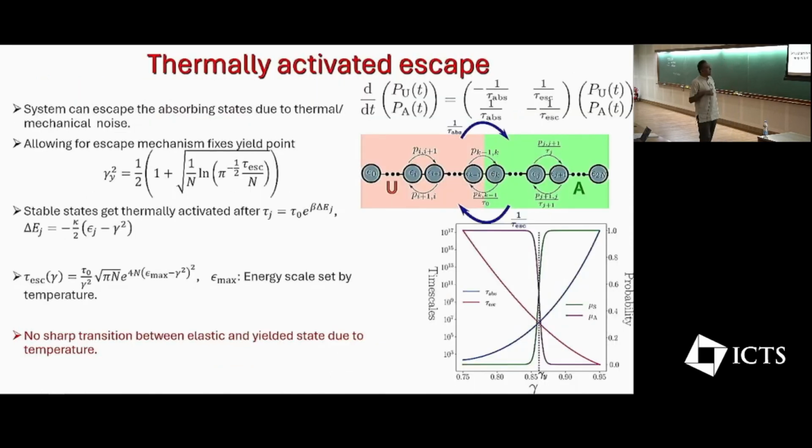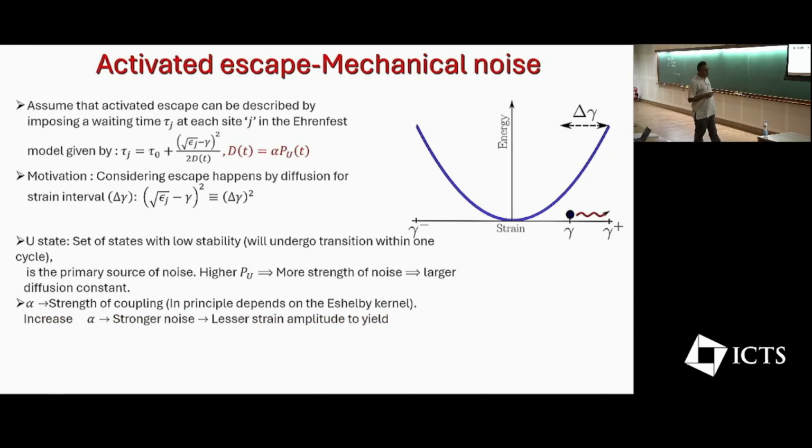But I can go a step further and ask what happens if the states that are stable with respect to mechanical deformation have some other mechanism by which they can escape. Okay, so when one introduces this escape time, one begins to see behavior that's closer to a genuine transition. But one can introduce this escape mechanism in two ways.